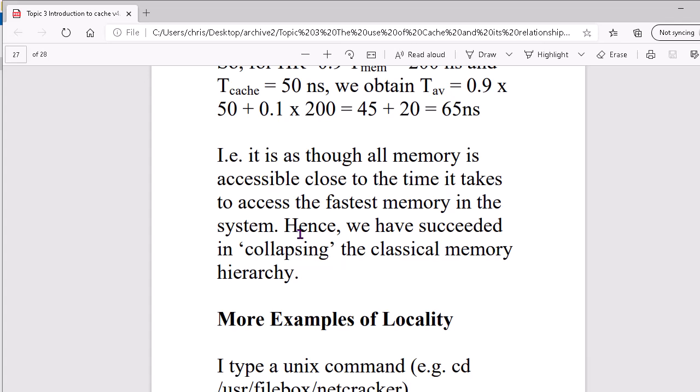And here's my conclusion. Hence, we have succeeded in collapsing the classical memory hierarchy in exactly the sense that we can have lots of slow memory in the system, providing we've got cache, and then we get an average access time not close to the slowest memory, but close to the fastest memory.